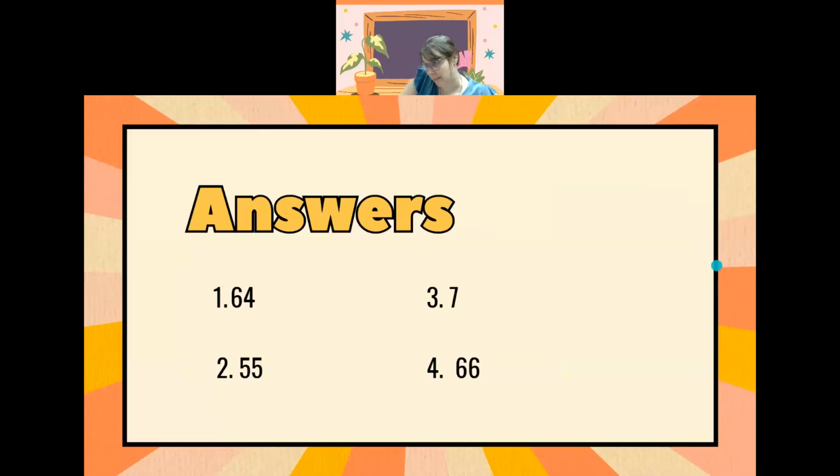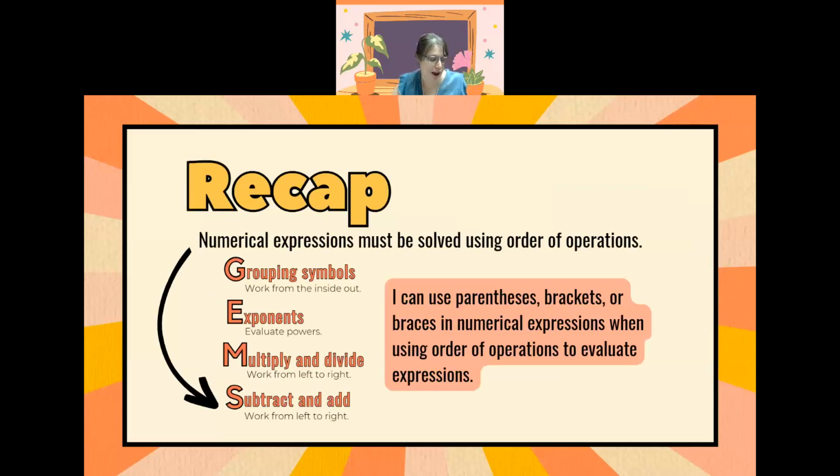To recap, GEMS is the one that I think is much easier to understand. Grouping symbols are first, then you solve exponents, multiply and divide, and then finally subtract and add. You always move from left to right in a numerical expression. You should be able to use parentheses, brackets, or braces in numerical expressions when using order of operations to evaluate them. That is all that I have here today, so thank you.